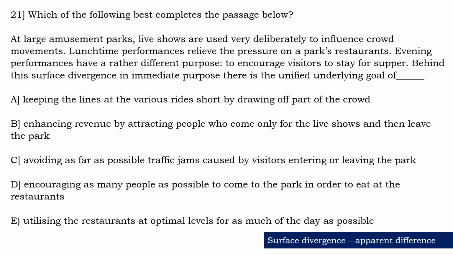So once you understand this, you can easily find an answer. Option A, keeping the lines at the various sides short by drawing off part of the crowd. This cannot be your answer, because it is not the unified underlying goal. Keeping the lines at various sides short is not going to be a goal at all, because the park is not worried about the length of the lines. The park is only worried about the length of the lines in the restaurants during lunchtime. But we have to find a unified underlying goal. So this is not your answer.